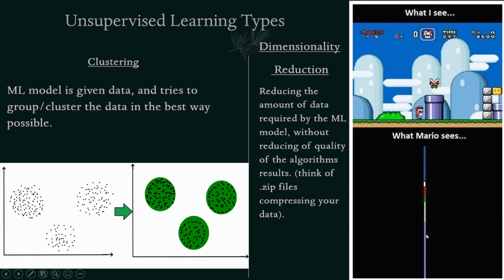So the data that Mario has is drastically reduced, and yet there is still the inherent meaning behind it. You can still see the pipe in front of Mario's face, so he knows that there's something there. And you can still see the monster, you can still see the red from the monster. So even though the data has been drastically reduced for Mario, he can still draw an understanding of the world around him. And that is what dimensionality reduction is.